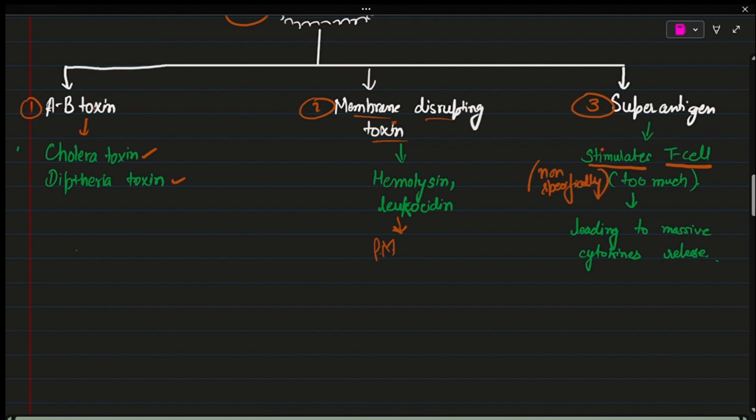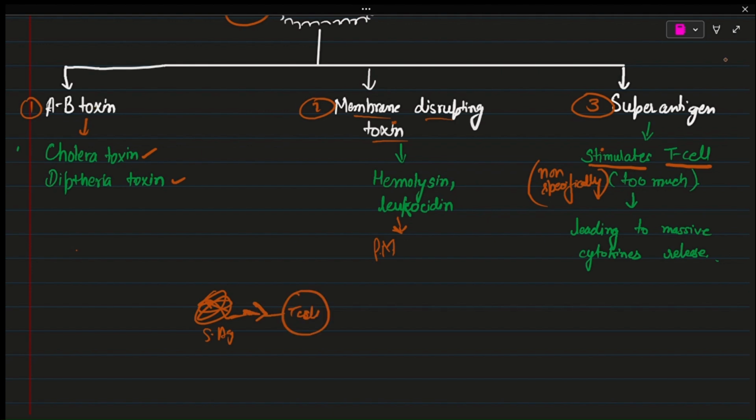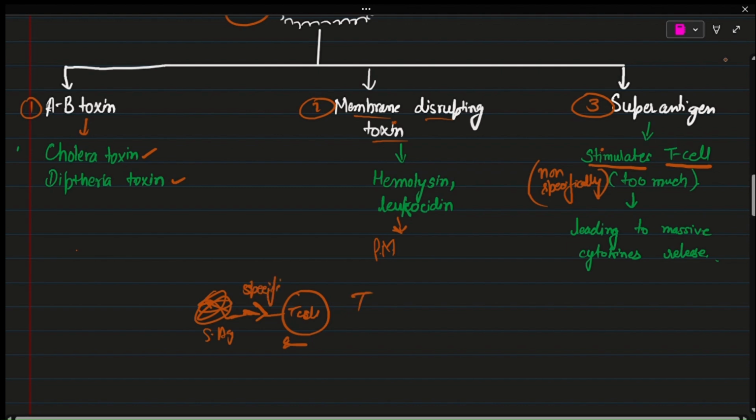Let us say this is my superantigen. A T cell will specifically bind to an antigen, so this interaction is very, very specific. If we have a T cell against X antigen, then only X antigen should be here, then only it will bind to the T cell. But in case of a superantigen, it will bind to the T cells of X, Y, Z, A, B, C, and many others.